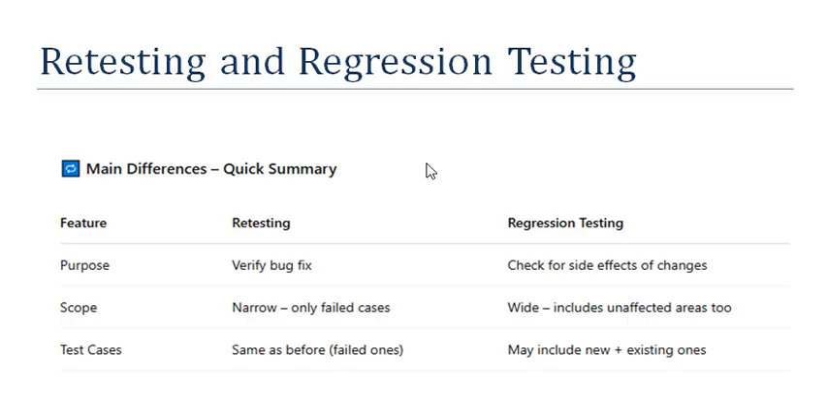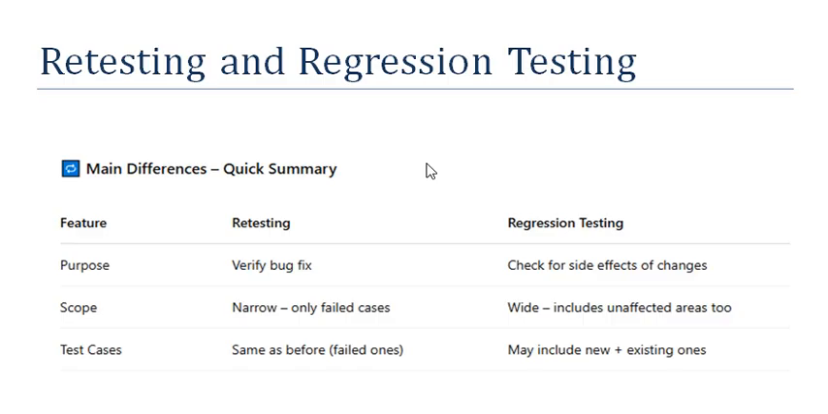Today we are going to talk about two important concepts in software testing, retesting and regression testing. These are commonly confused, right? But they actually serve different purposes. By the end of this video, you will clearly understand what each one is, how they are different and when to use them. Okay, so let's start with what is retesting.